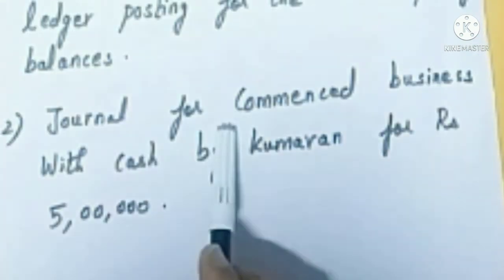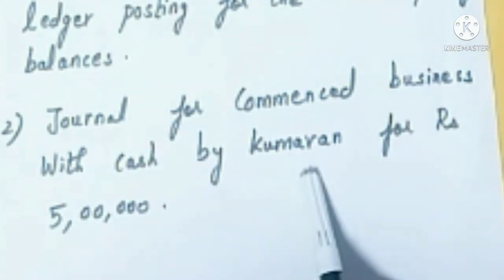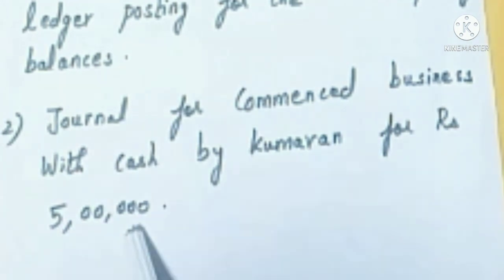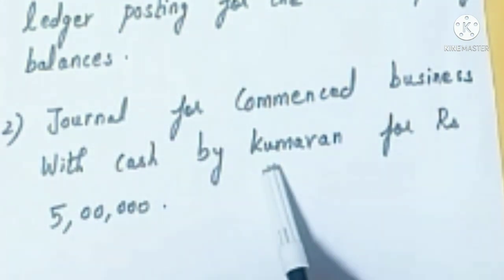This is the journal entry for commenced business with cash by Kumaran for 5 lakh rupees. The entry is cash account debtor to Kumaran's capital account. Why is cash debited? Because cash is coming into the business. And Kumaran's capital account is credited because it is an increase in liability. Increase in liability should be credited. That is, the business owes money to Mr. Kumaran.